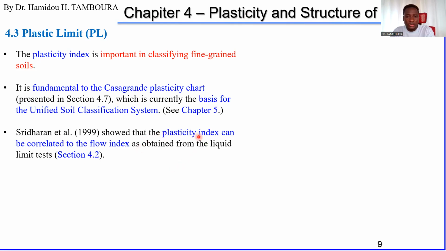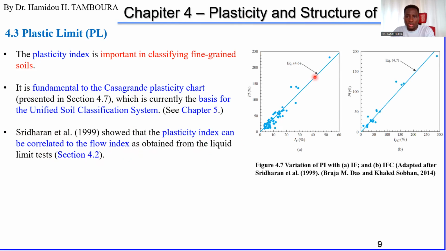So plasticity index and flow index can be linked with a relationship. And this reference proposed these two relationships for the two methods. This relationship is for the Casagrande method for determining the liquid limit. This one is when we use the fall cone method for determining liquid limit and plastic limit.